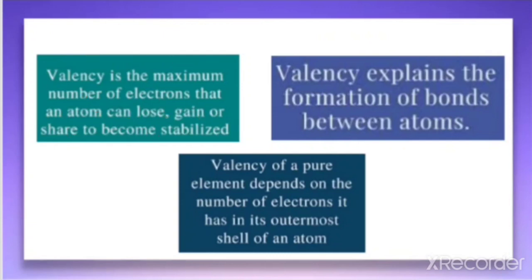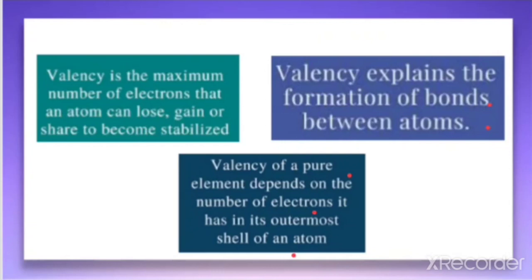And it can also explain the formation of bonds between atoms, like why water forms two bonds with the hydrogen. That type of bonding can be described by the valency. That is, valency explains the formation of bonds between the atoms. Valency for a pure element depends on the number of electrons present in the outermost shell, because valency is calculated as the number of electrons shared, gained or lost. So that actually depends upon the valence electrons.